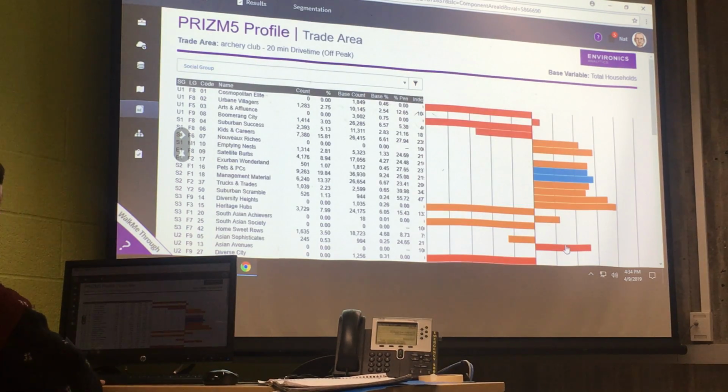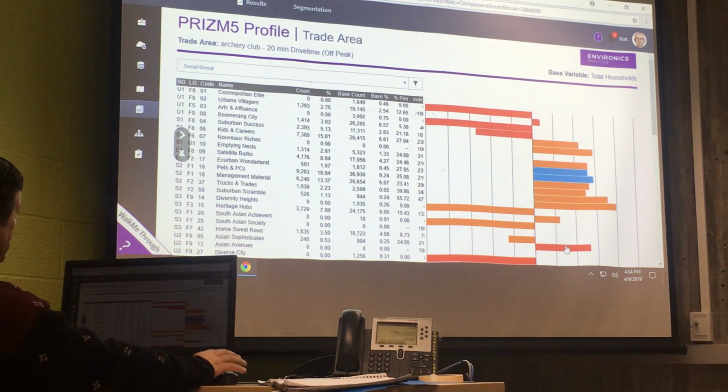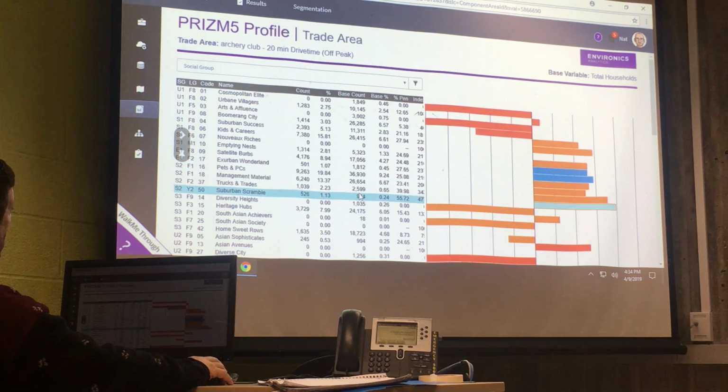Okay, what this one shows is the segments that appear. Remember we talked about pets and PCs? Well, they're here. The management material, they're here. And then there are other segments as well, even though they're smaller. Suburban Scramble is only 1.13% of the population.